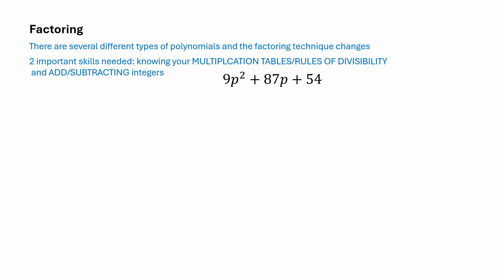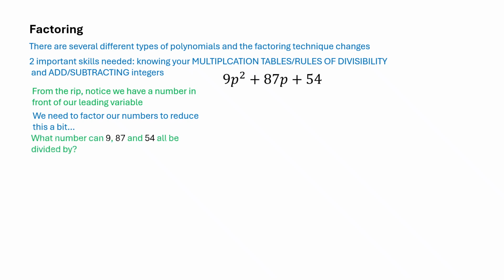Here's another problem. We had a big middle number, but always from the rip, if you have a number bigger than 1 in the first term where the p squared is, try to look and see if you can reduce the problem by dividing everything by some number that they all have in common. In this case, 3 is the best number to divide all numbers by. Divide out the 3 and write what's left.